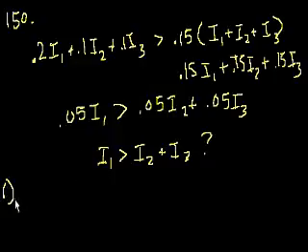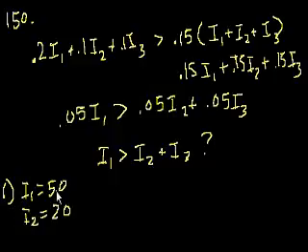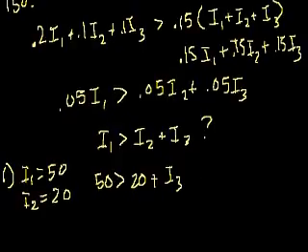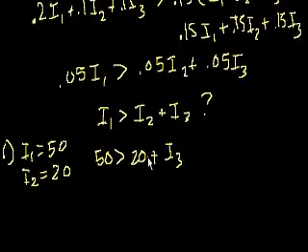So statement number 1. The regular price of the most expensive item was $50. I1 was equal to $50. And the regular price of the next most expensive item was $20. So I2 was equal to 20. Now the question boils down to, was 50 greater than 20 plus the third most expensive item? Well, I don't know. Depends. Actually, this answers our question, right? Because I was about to say, maybe the third most expensive item is $30.